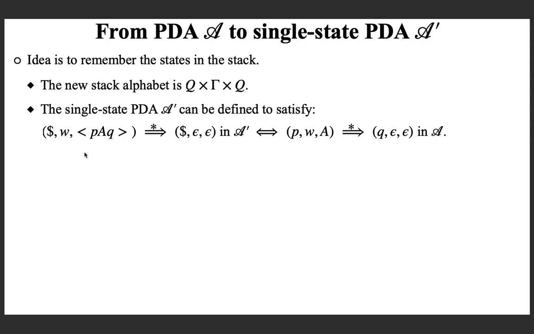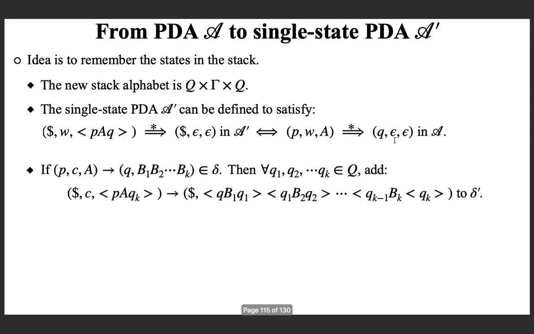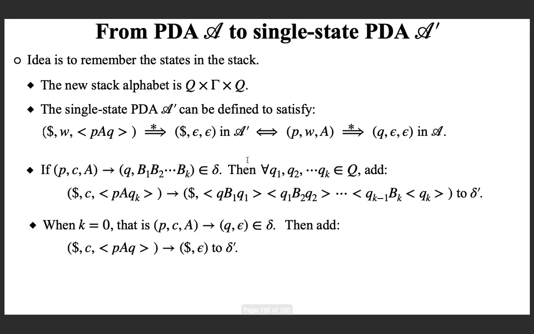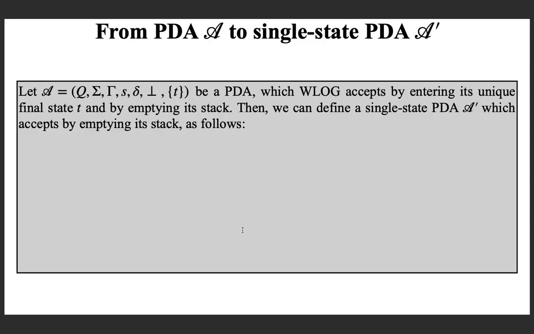And suppose the newly constructed machine accepts W from the initial configuration, then we can prove that the original machine also accepts that string. Okay, this is the transition rule. There are two rules: when there are symbols in the RHS or when there are no symbols in the RHS. I am just copying it. Now we can formally define it.